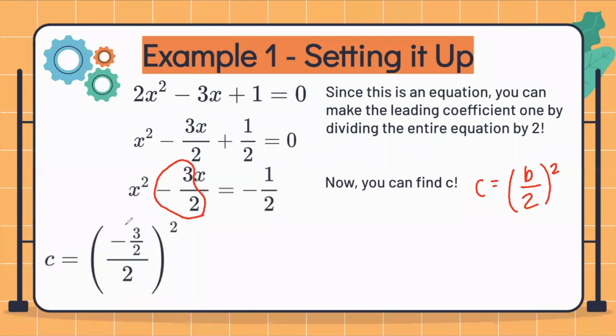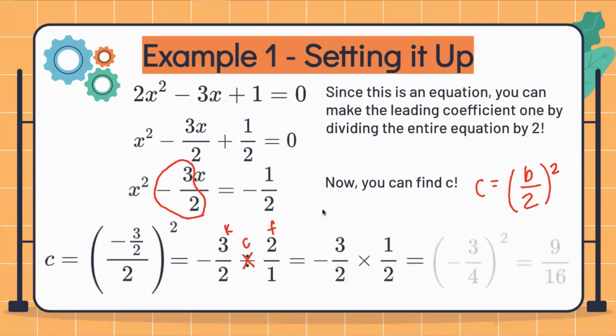And now this might look a little bit challenging because you have a fraction within a fraction, but all you have to do is break it down. This is basically just negative 3 over 2 divided by 2. And remember that when you're dividing fractions, you're going to keep the first fraction, change your division into a multiplication sign, and then flip your second fraction. So this would just equal negative 3 over 2 times 1/2. And then if you just multiply across, it would be negative 3/4.